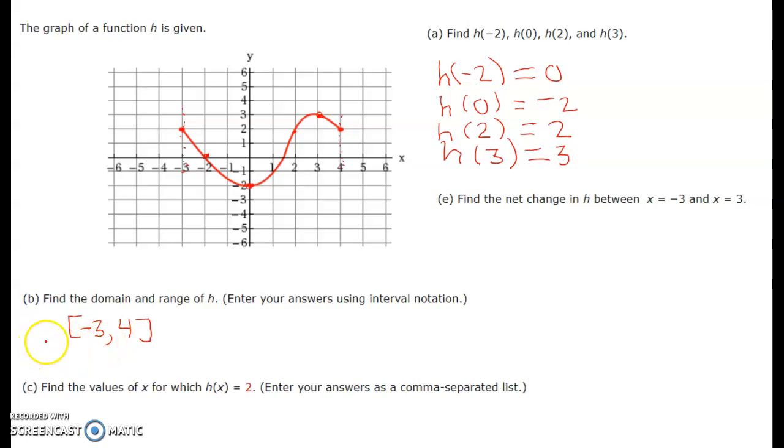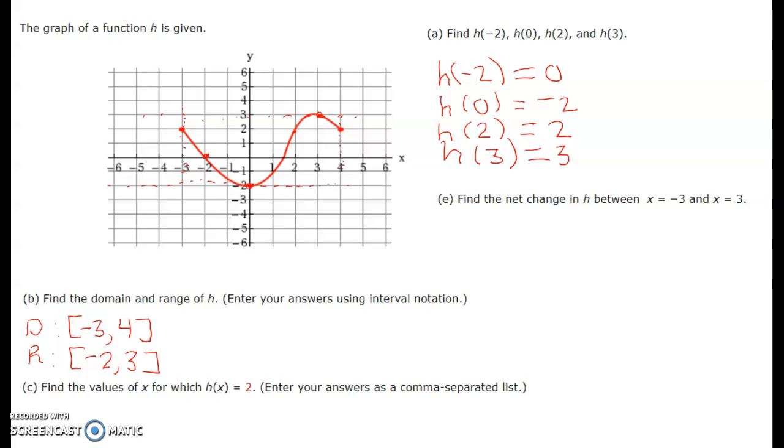For our range, it's about how high and low the graph goes. I see that there is a bump up there at a y value of 3 and a valley down here at a y value of -2. It actually reaches those values, so those endpoints are going to be included in our range. So our range goes from -2 to +3 inclusive, so we use brackets.